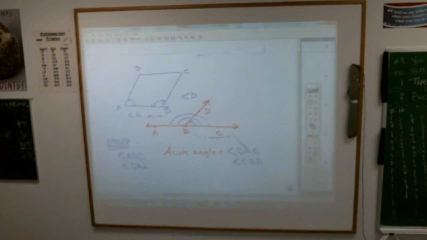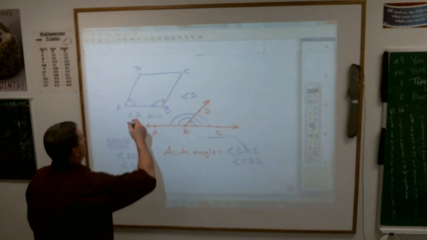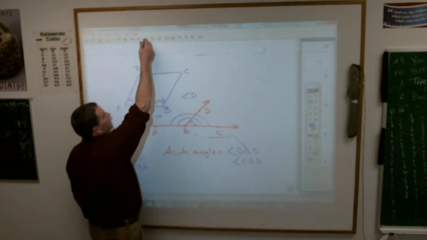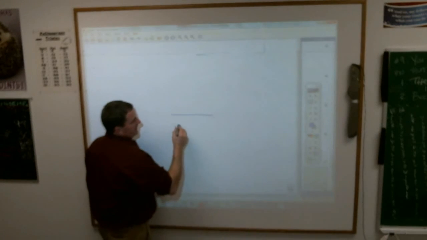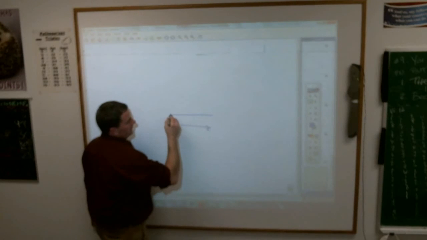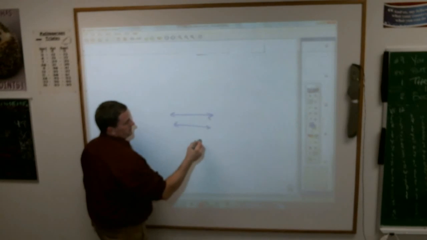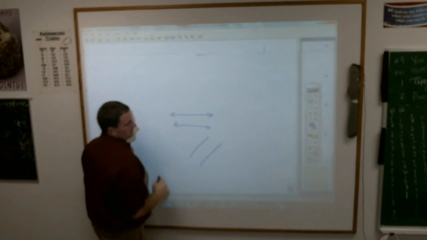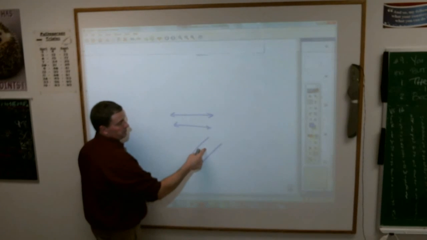Please be careful when they tell you to write parallel lines or segments. This would be parallel lines, have to have arrows on it. This would be parallel segments, no arrows, start, stop.